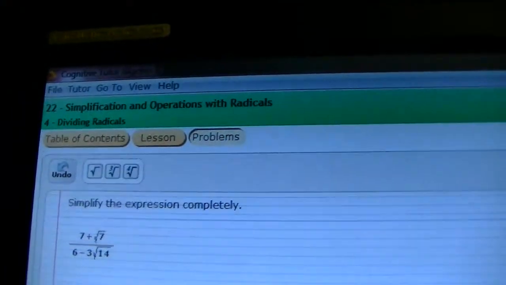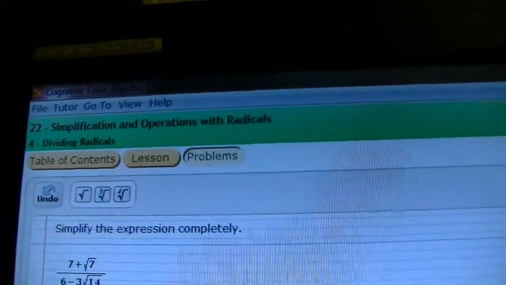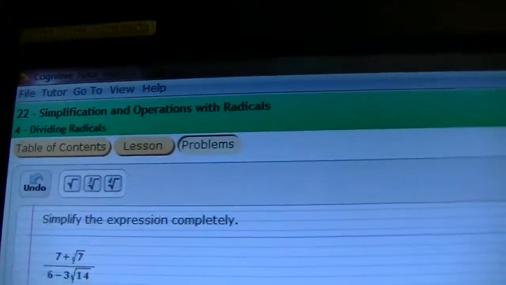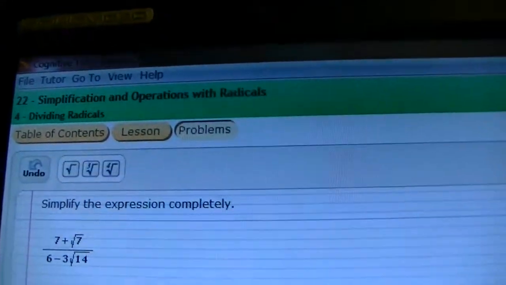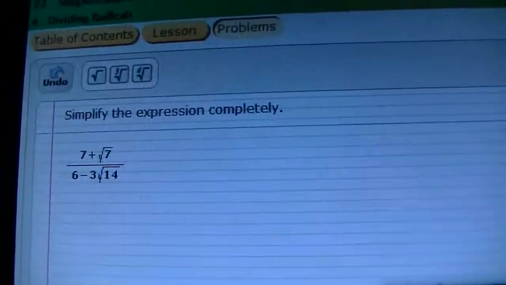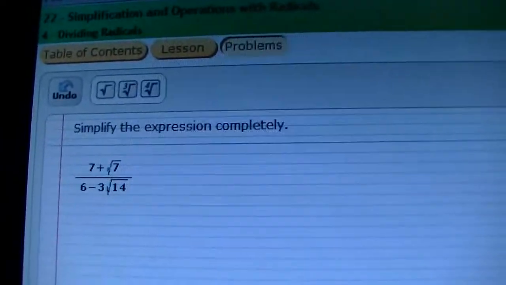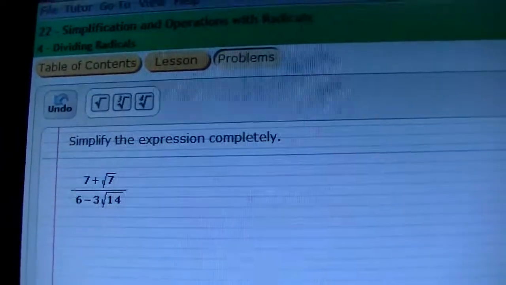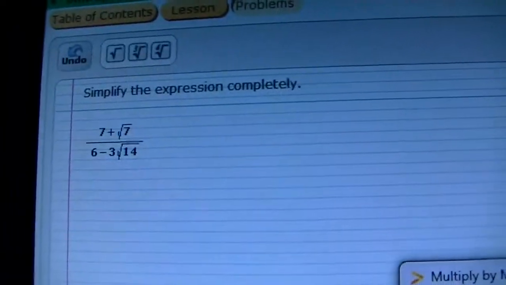Okay, so this is simplification and operation with radicals. That's Unit 22, Section 4, dividing radicals. Okay, it's a little tricky. So they hand you this problem here. And what you need to remember is you need to multiply it by the conjugate over itself.